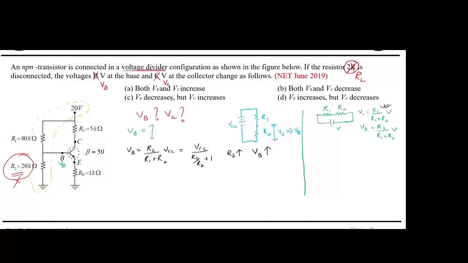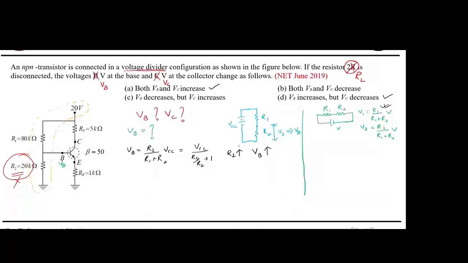So out of these four options, which one has VB increase? So either the option will be A or D. Yes or no? Yes. Yes, sir. Option A. Yeah, it will be option A or D based on whatever we have done till now. Right. Okay, sir.